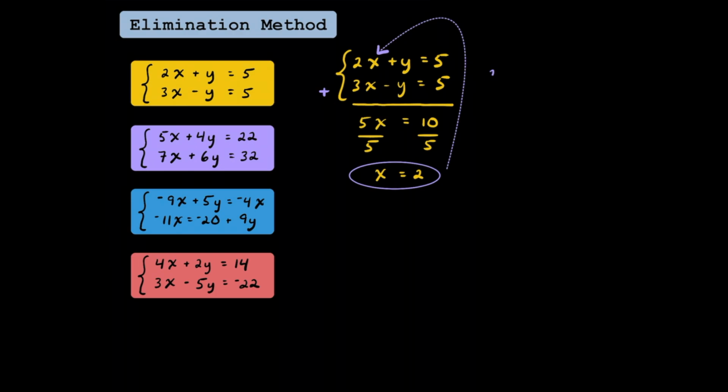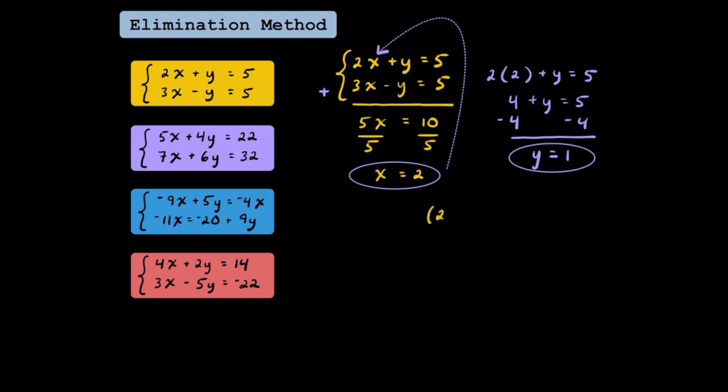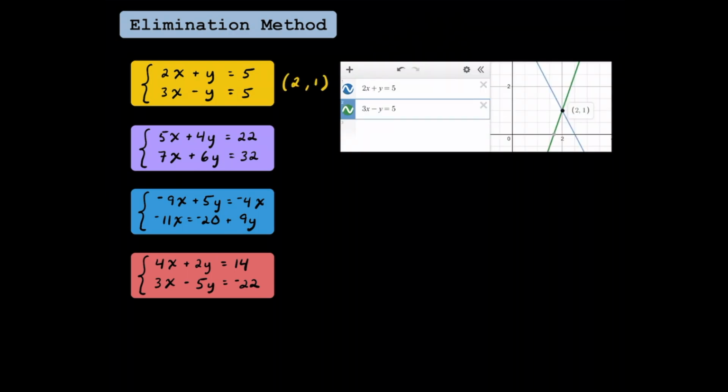When we substitute, we get 2 times 2 plus y is equal to 5. 2 times 2 is 4, so we're going to write 4 plus y is equal to 5. We're going to subtract 4 on the left side, subtract 4 on the right side. 4 minus 4 is going to be 0 on the left, so we're just going to get y is equal to, and 5 minus 4 is equal to 1. So here our solution is going to be 2, 1. Here's the graph to confirm our answer.